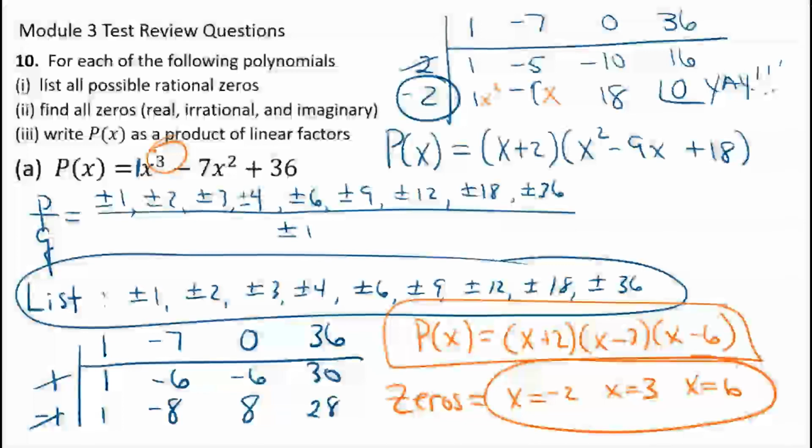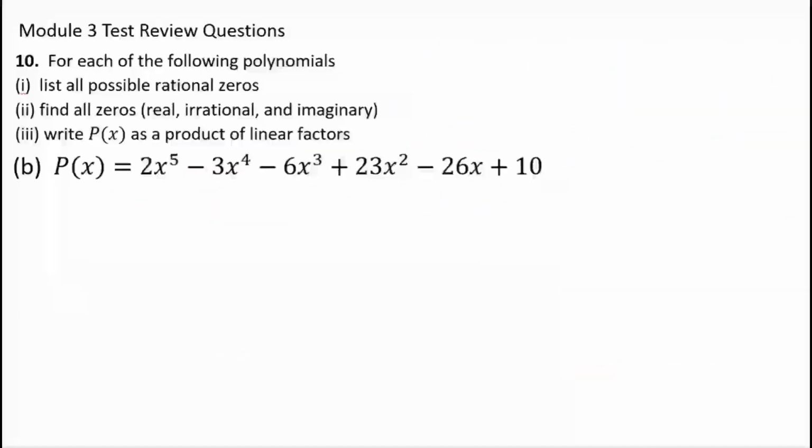Okay, let's try another one. Now let's try this again. This one might be a lot more rough. Look, it's a degree 5. So I'm looking for 5 zeros, which means we might do a whole lot of synthetic division before we finish this problem. But that's okay, we got this.